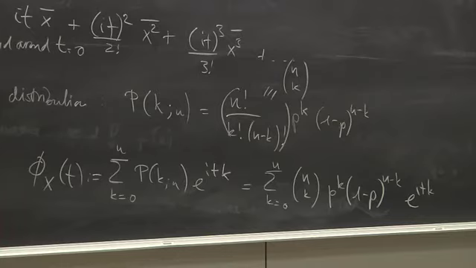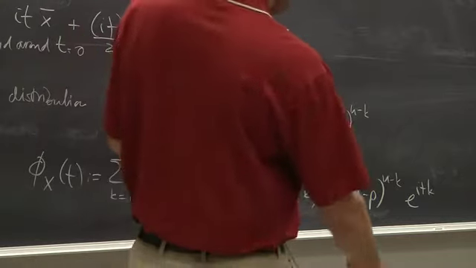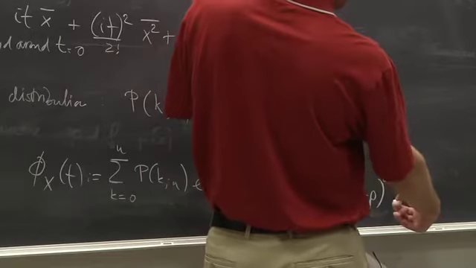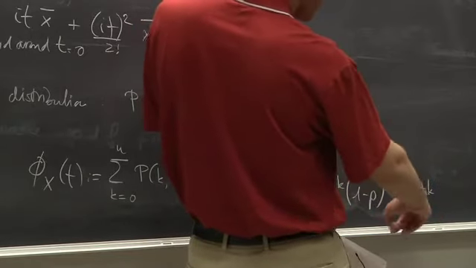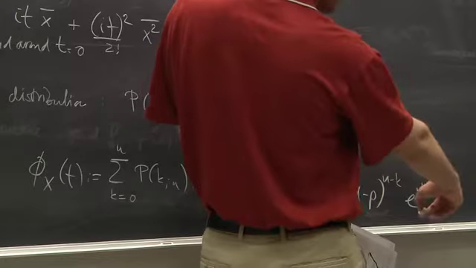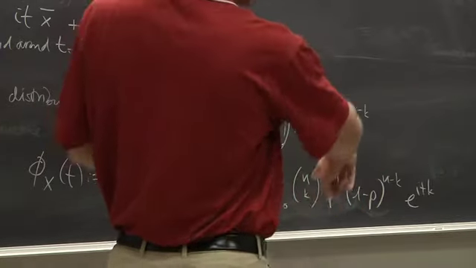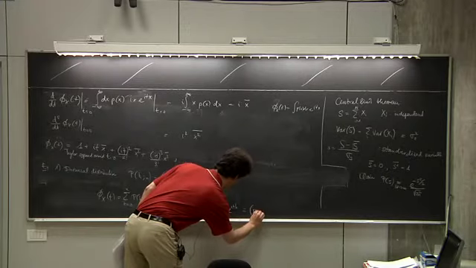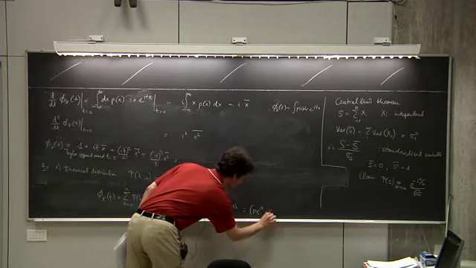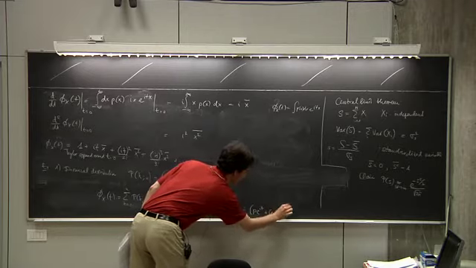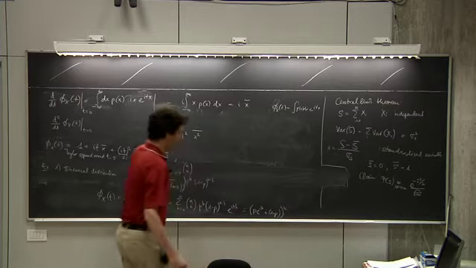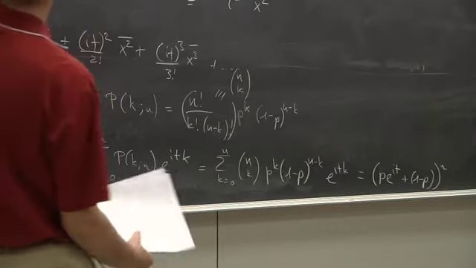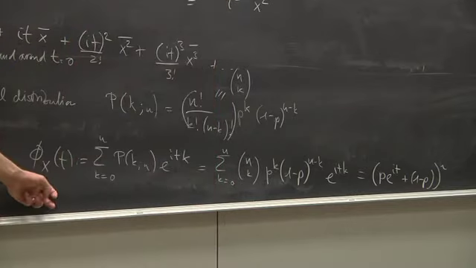p times e raised to it plus q raised to n. Yes, very good. So you can take this and this factor together. You realize that this is p times e to the it to the power k, right? And then you can sum this binomial expression, and you find p times e to the it plus 1 minus p to the power n. Okay. Now we have the whole characteristic function.